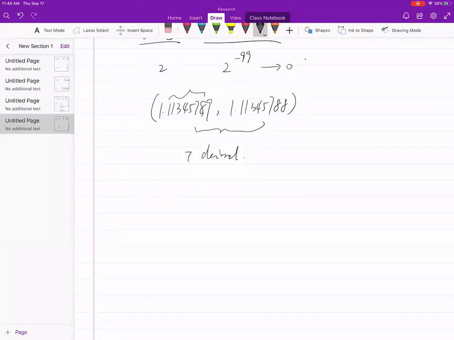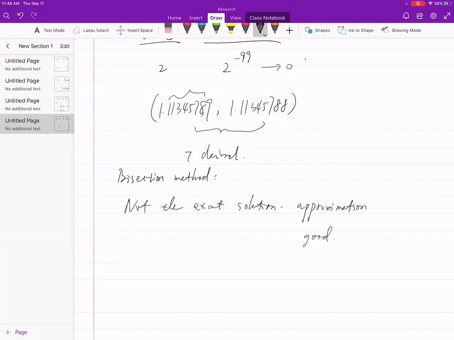Make sense here? Okay, this method is called the bisection method. The solution is technically not a solution. It's not the exact solution. It's actually an approximation. But man, it's a really good approximation. Still okay?